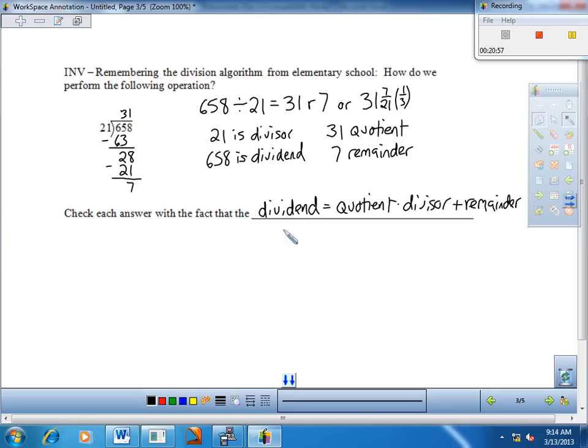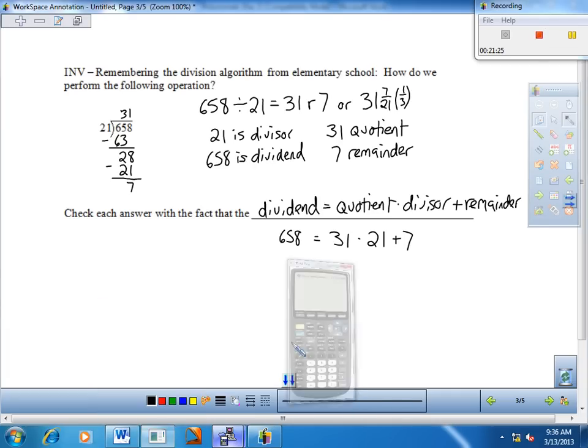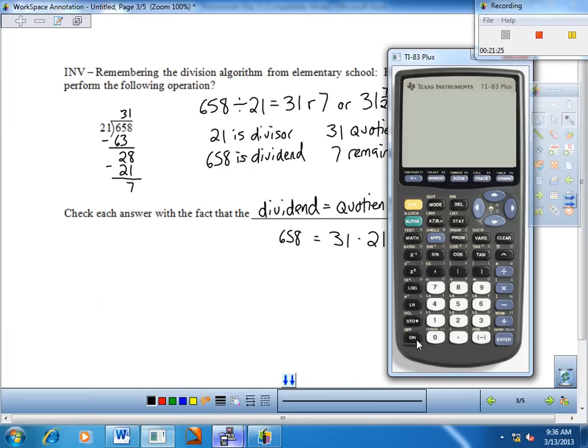And just in this case, if you want to just write this down lightly, and I'll see if I have my graphing calculator set up here, maybe I'll bring that up. But I would say that 658, what that really means is equal to 31 times 21 and plus the 7. Again, just kind of old school calculations there, and seeing the idea of multiplication and division working hand in hand. Well, let's go ahead and take a quick peek. So as I said, that 658 should be made up of 31 times 21 plus the remainder of 7. And there it is. Cool.